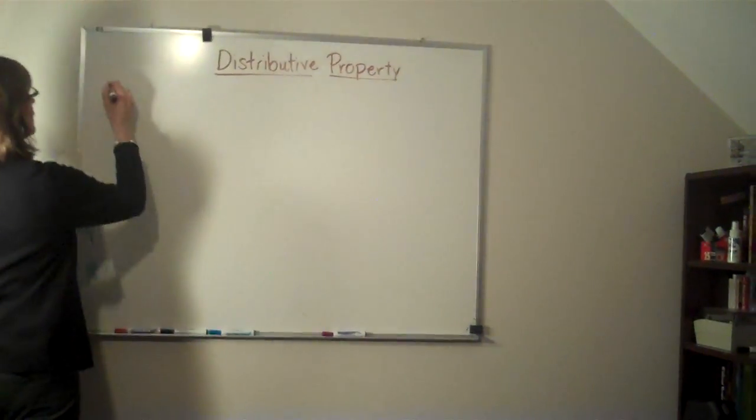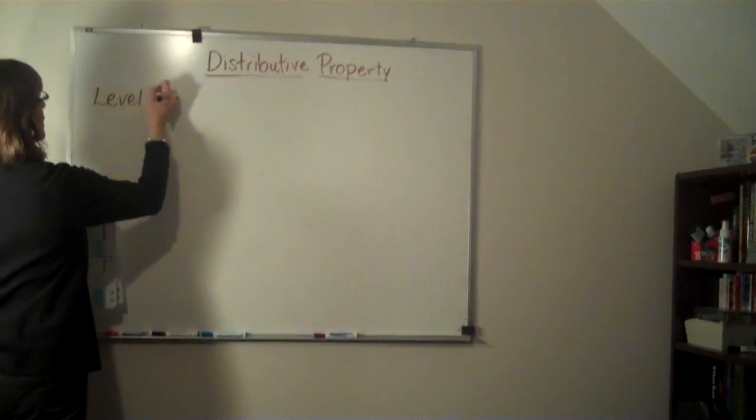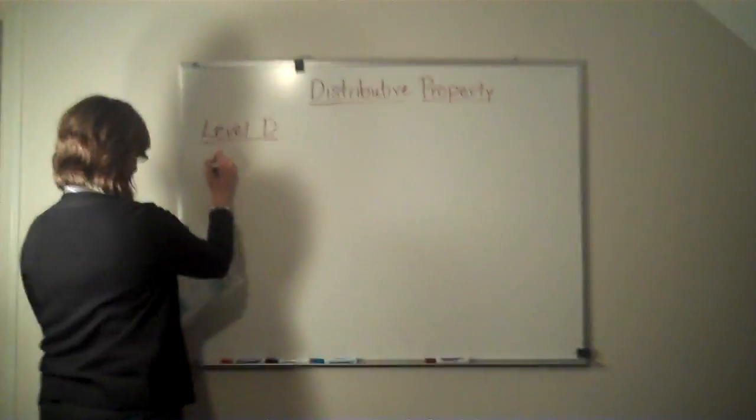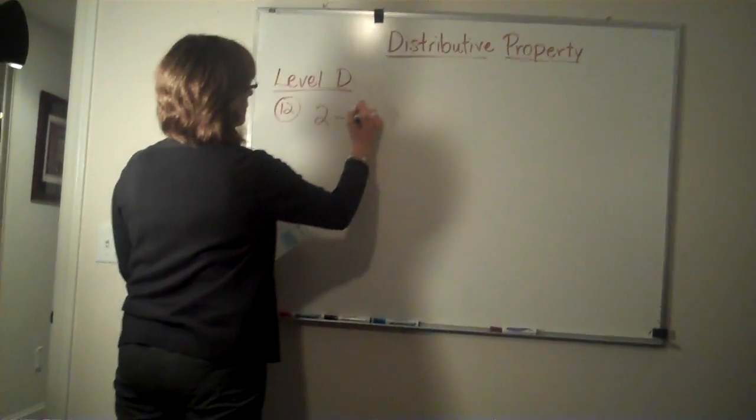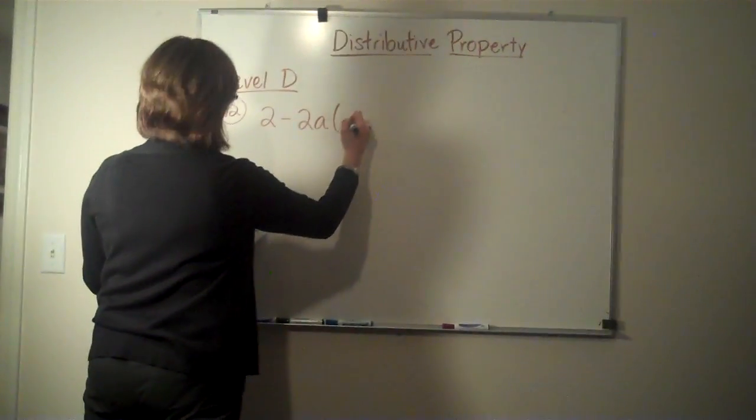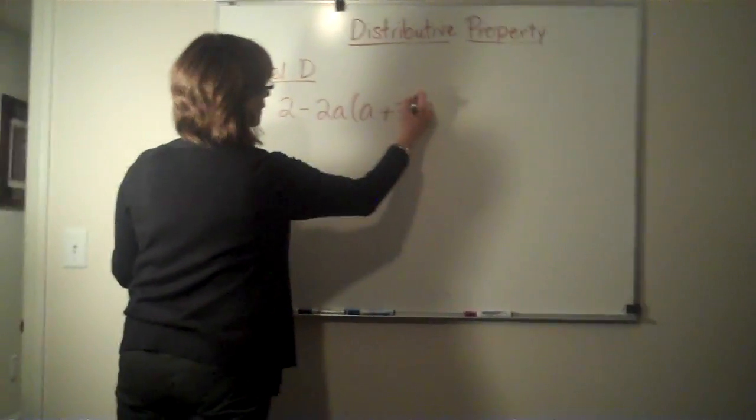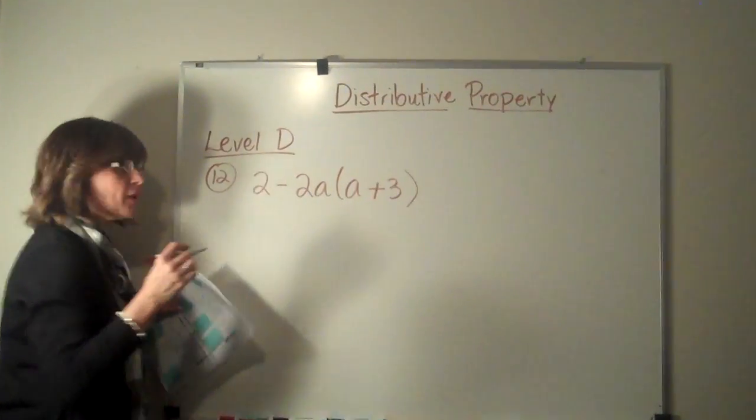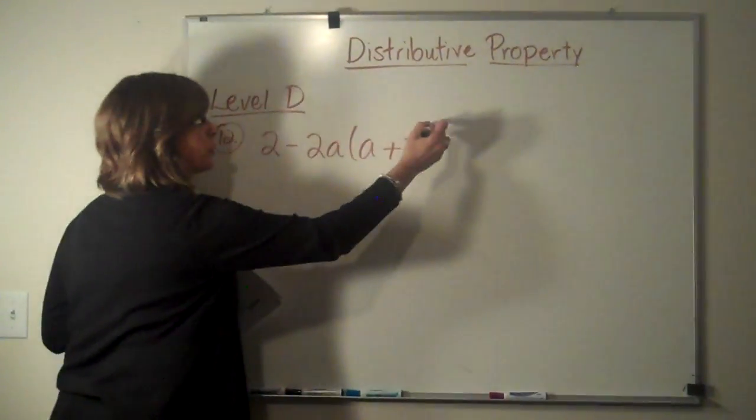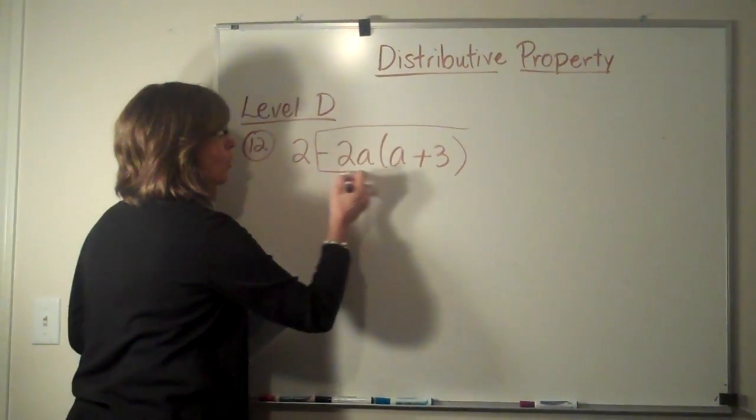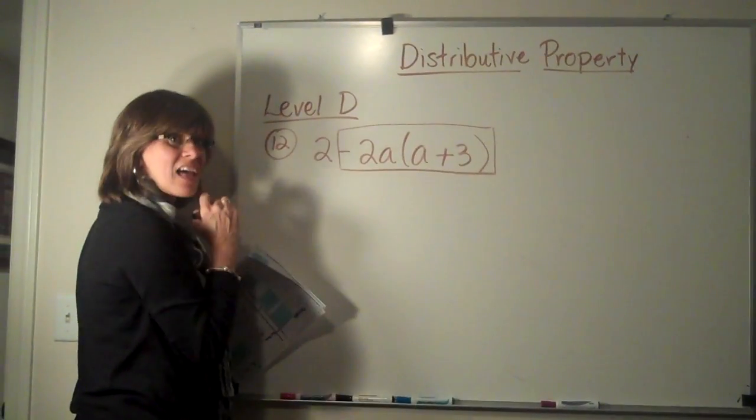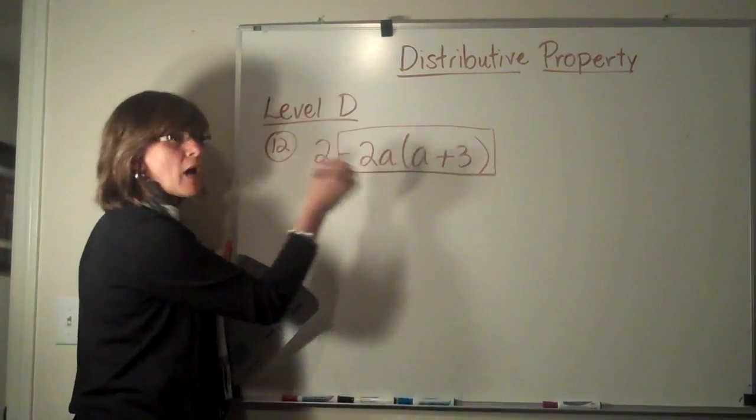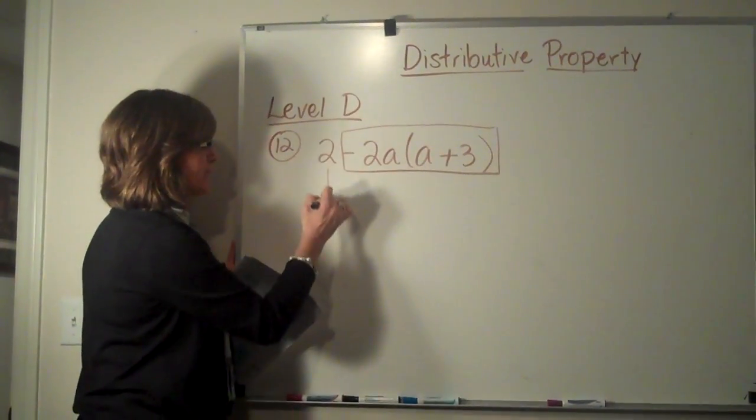Level D has some extra numbers in it, like this. This is number 12, I think. So it's 2 minus 2a times (a plus 3). So the distributive property, it helps if you put a square rectangle around the distributive property. There it is. This has nothing to do with it. You don't do 2 minus 2, you just bring down that 2.